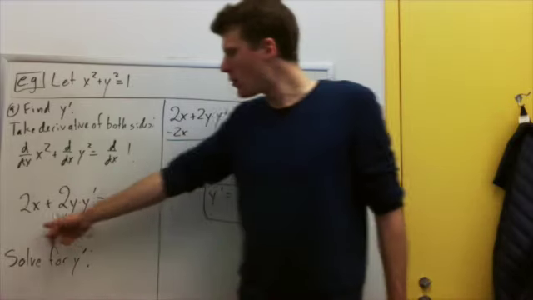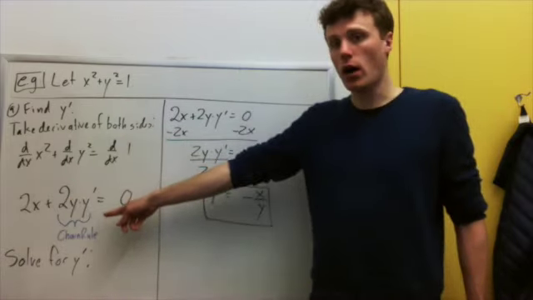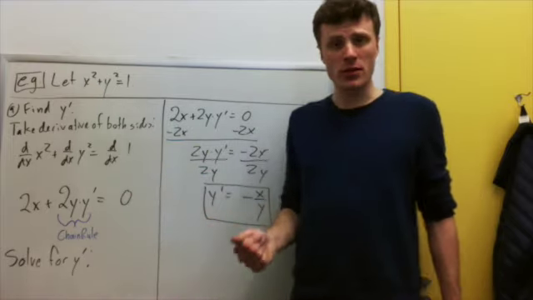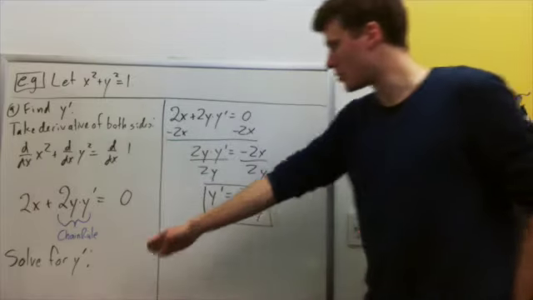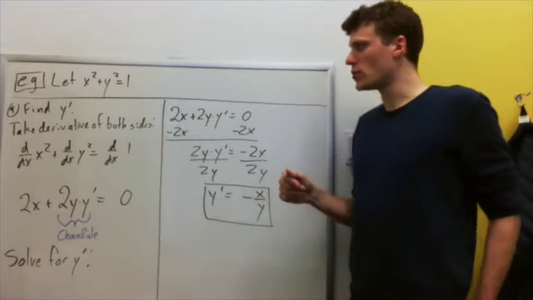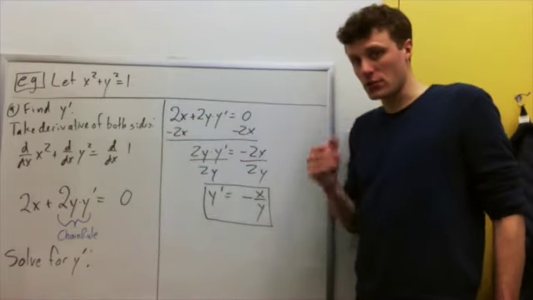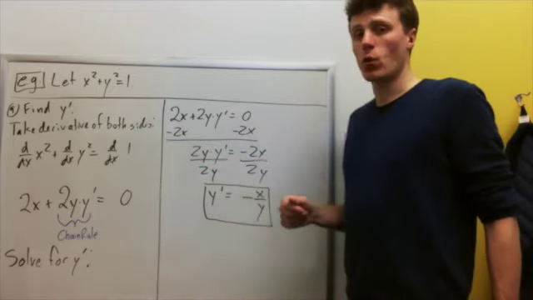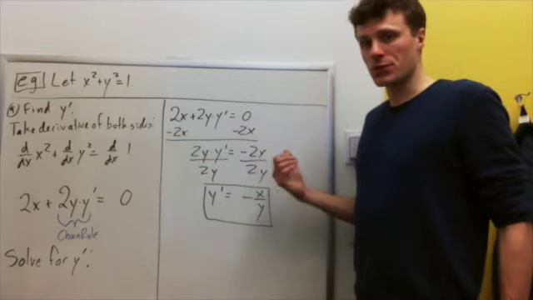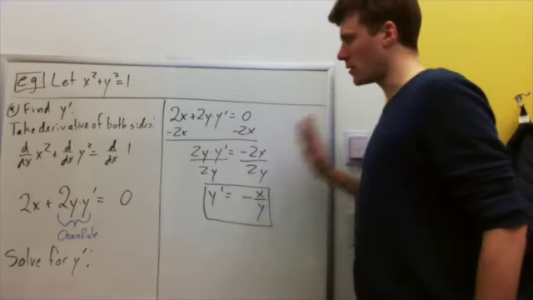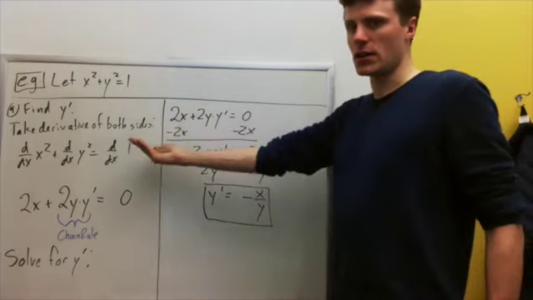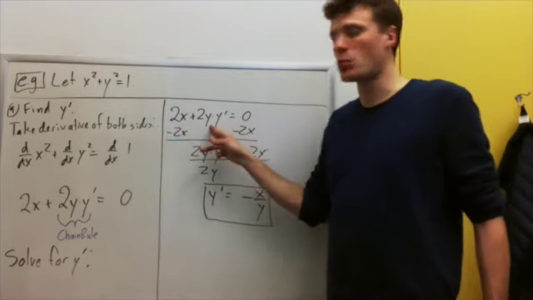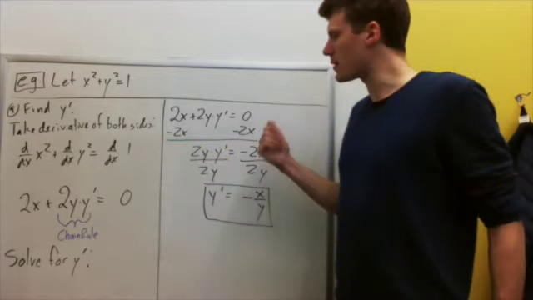Now I have an equation that involves x, y, and y prime. But I just want y prime, so I'm going to solve for y prime. I've got 2x plus 2y times y prime is equal to 0. This is really a linear equation in y prime. So my first order of business is to get everything involving a y prime on one side and everything that does not involve a y prime on the other. Anything that has a factor of y prime should stay on one side, everything else goes on the other side.